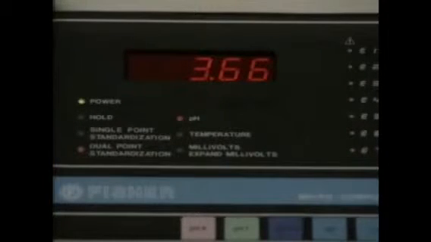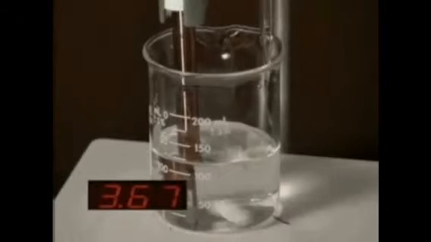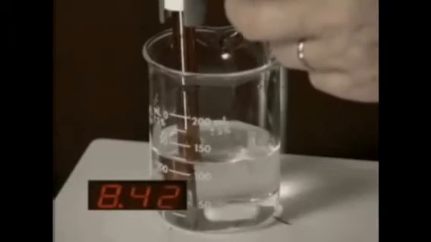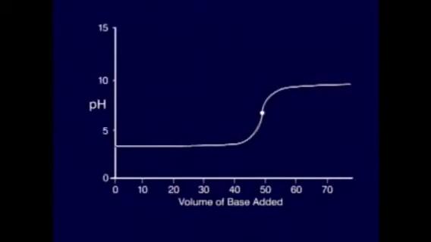This same reaction can be followed using a pH meter instead of an indicator dye. Initially, the pH changes very little as base is added. Suddenly, the pH changes rapidly as the endpoint passes. The solution quickly becomes very basic, and again the pH changes very little. The endpoint occurs at this middle point on the curve.